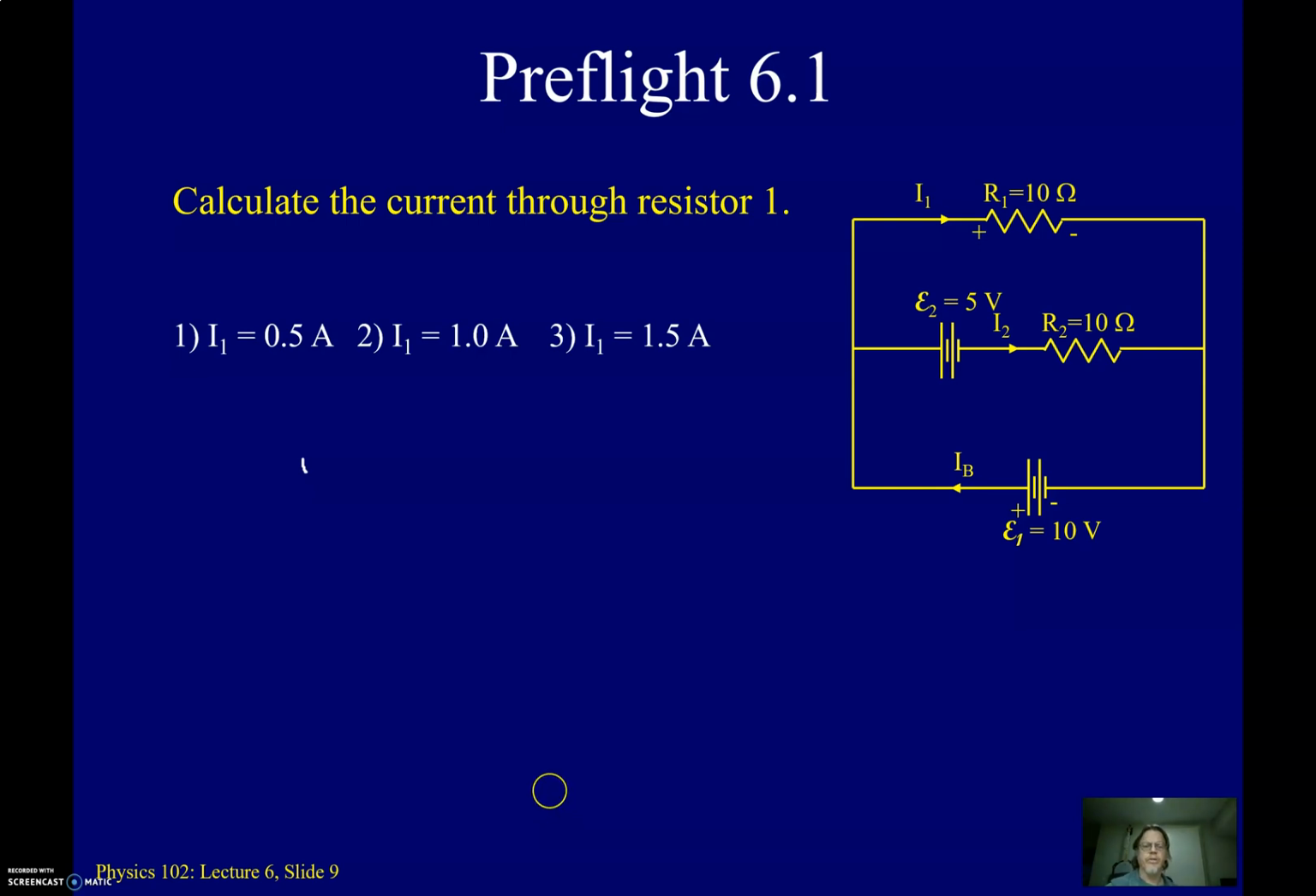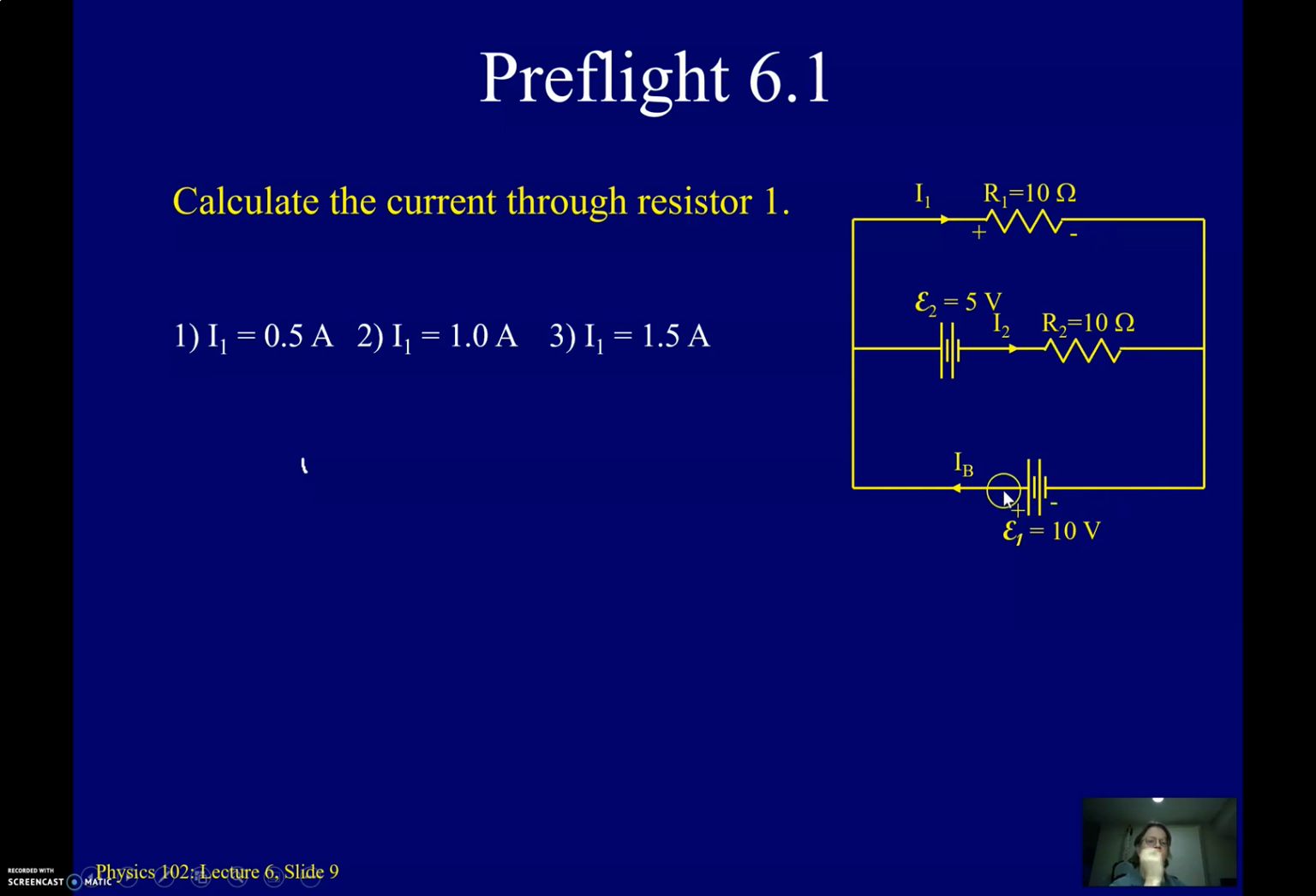All right, we're back where we left off from pre-flight 6-1. Calculate the current through resistor 1. Yikes, that could take all day, it seems, until you look at one of your loops. Choose this loop, it's pretty easy. I get a plus 10 here. What do you have to have as soon as you cross this when you go back to 0? That has to be a minus 10.